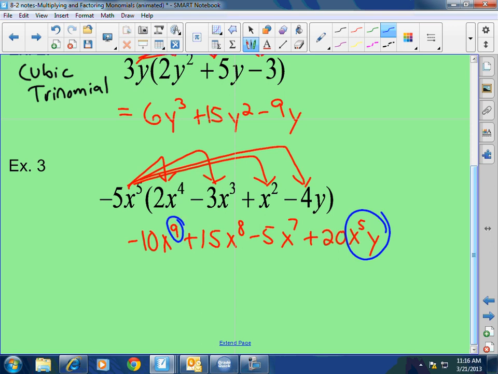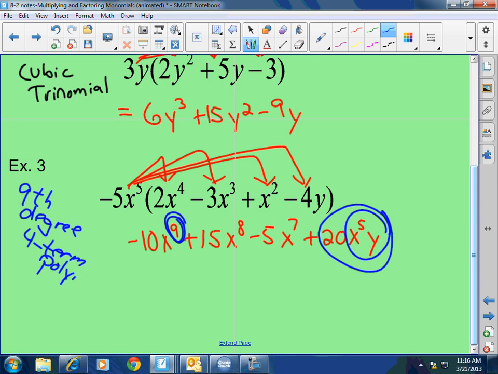The highest degree is 9, which is the highest degree. What is the degree of this here? Yeah, this is still the highest degree. Thank you, sir. Yes, sir. Oh, yeah, what's the name of this polynomial? 9th degree, 4-term polynomial. Fantastic, brother. Awesome. Good job.